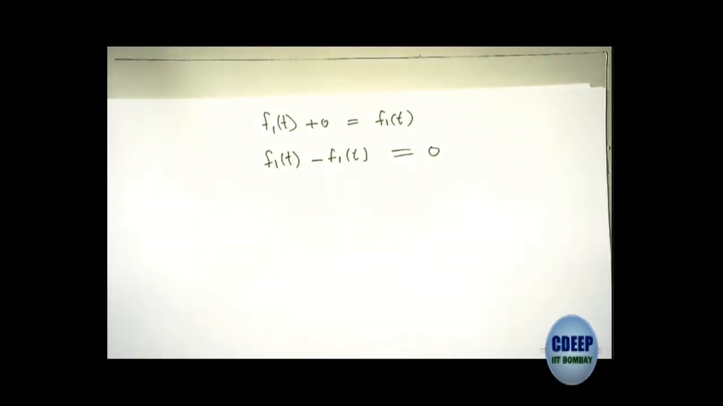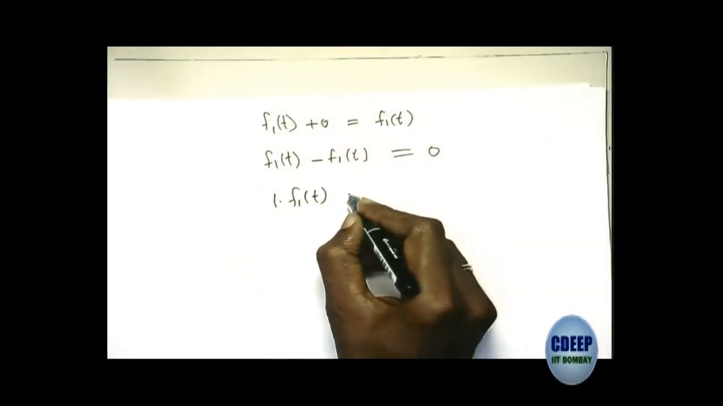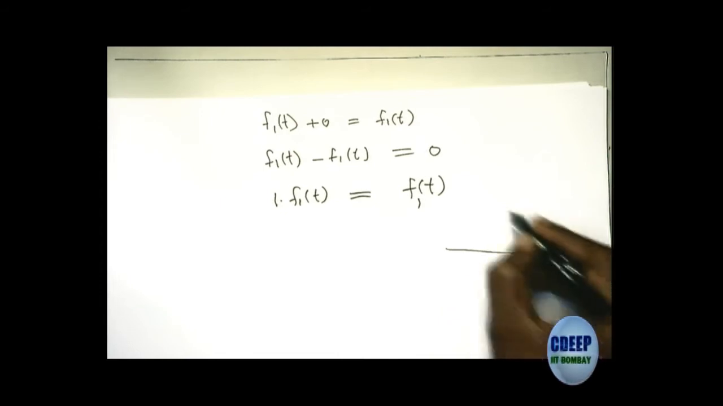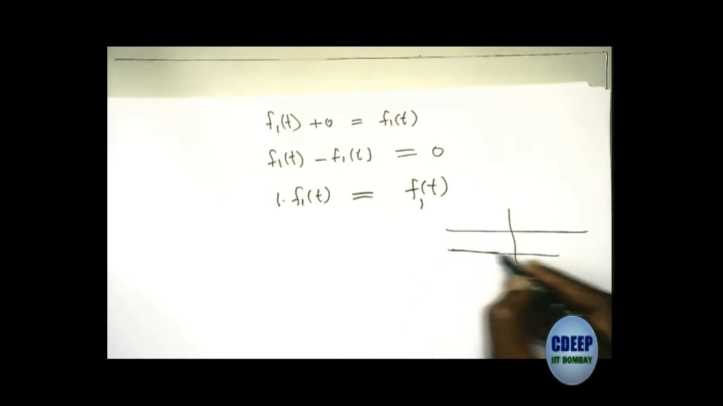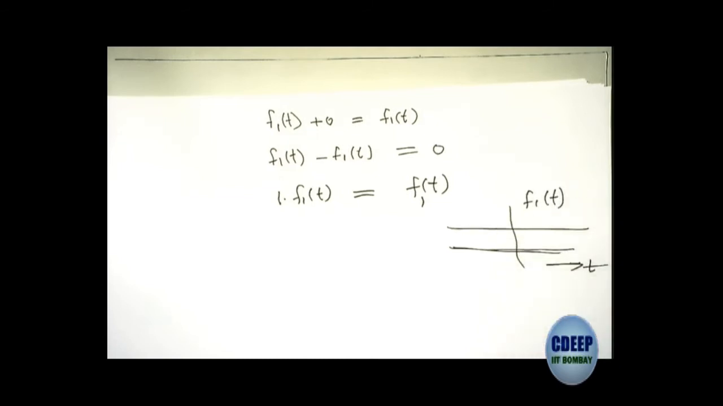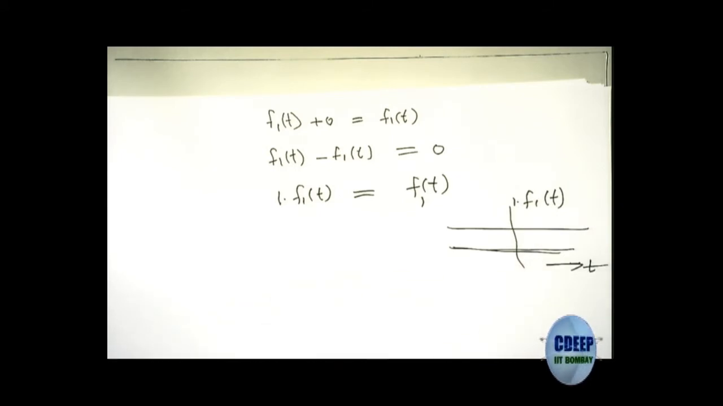And one is always there, because you are saying, but one is not a continuous function, sir. One is a continuous function for all t, from minus infinity to plus infinity. Multiplicative identity: 1 into f1 of t is always equal to f1 of t. This 1 is the constant function which is 1 for all time. And f1 of t into 1 is also f1 of t.